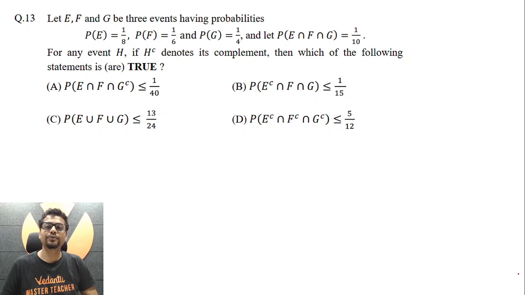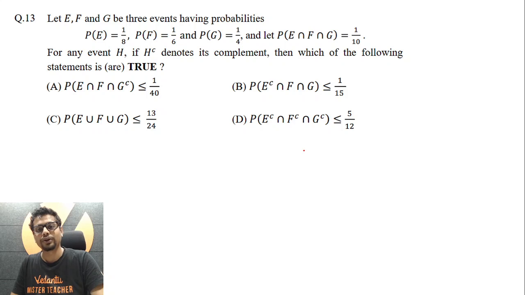We are discussing JEE Advanced 2021, Paper 1, Mathematics, and the question for this video is this. Let E, F, and G be three events having probabilities: probability of E being 1 by 8, probability of F being 1 by 6, probability of occurrence of event G being 1 by 4, and probability of E intersection F intersection G being 1 by 10.